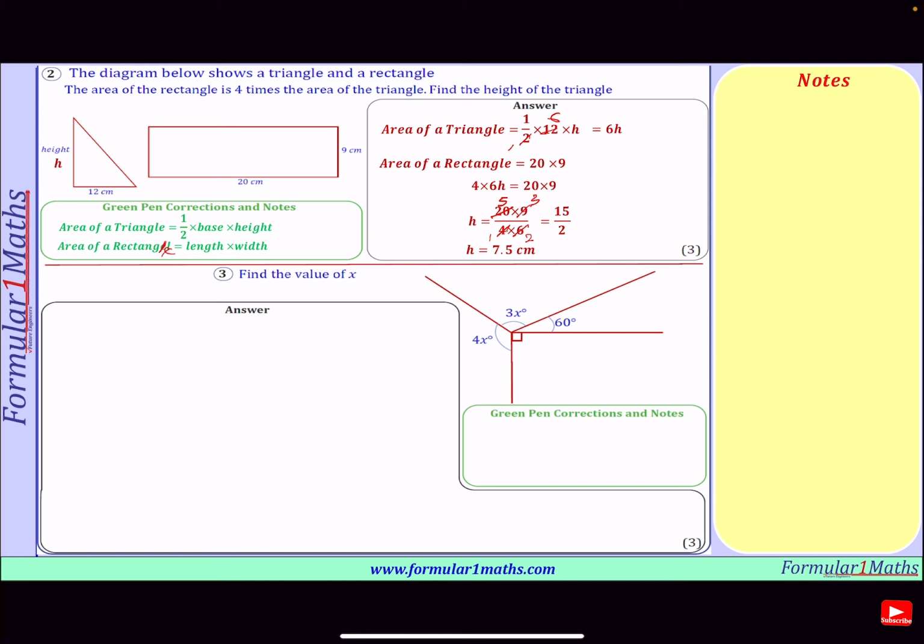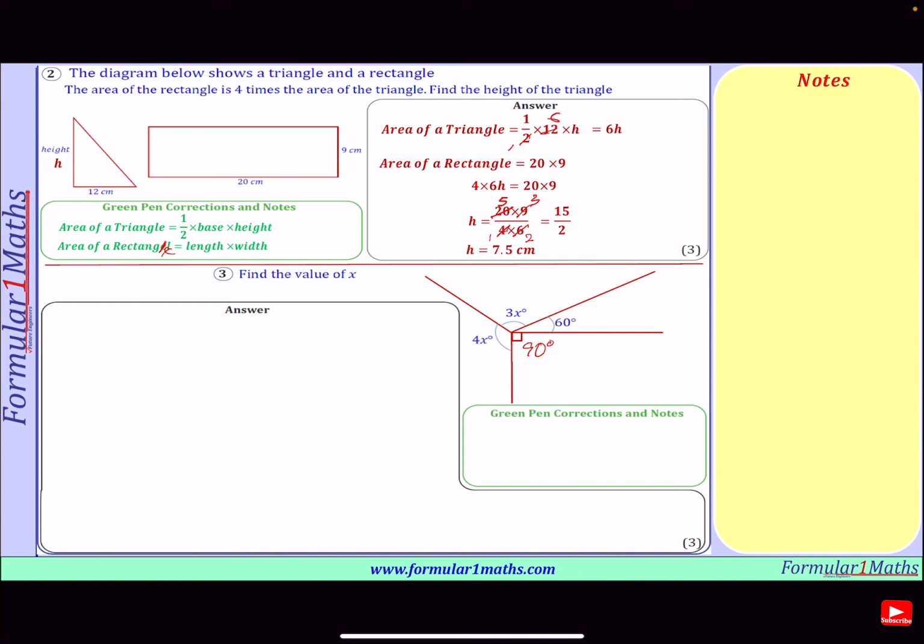Question 3. Find the value of x. So looking at this diagram, we've got various angles. Please note that when you have a square like that in a diagram, it means the angle has the value 90 degrees. So this is 90 degrees.